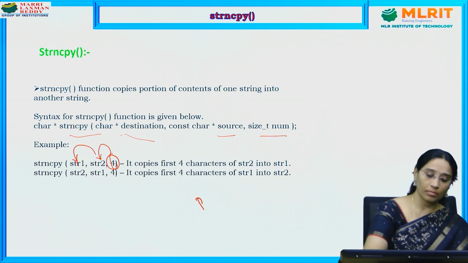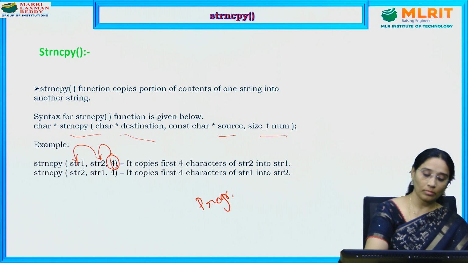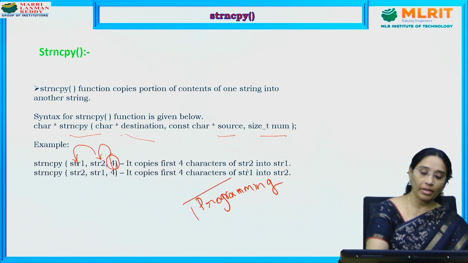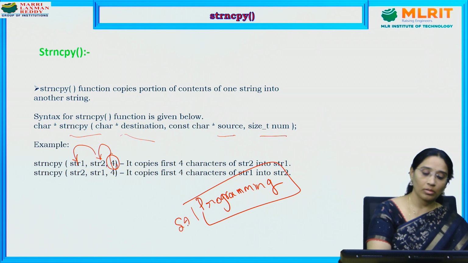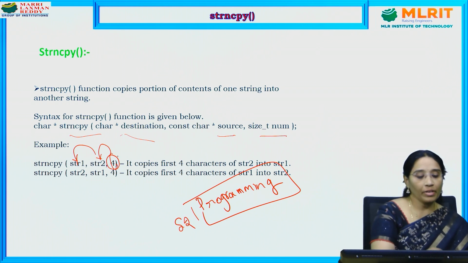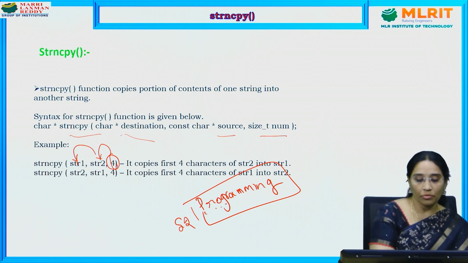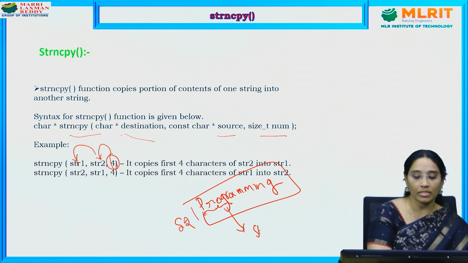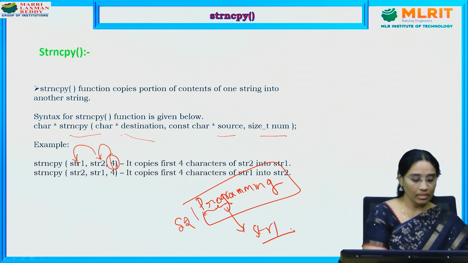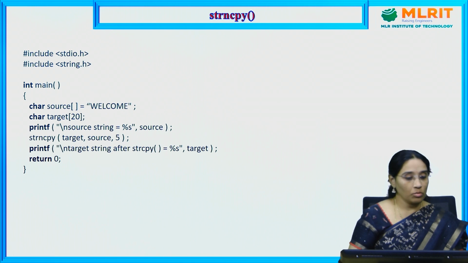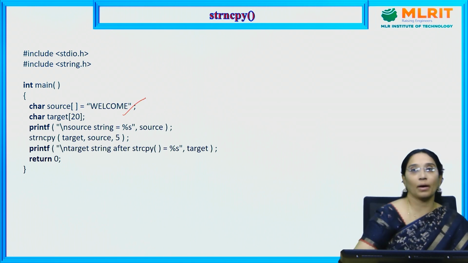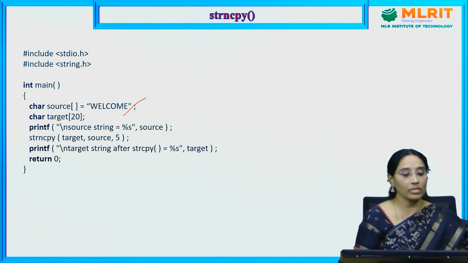Suppose this is the string we have, and we name it s2. I have given 4 here, meaning 1, 2, 3, 4. The first 4 characters of this string will be copied to str1. So that is the syntax given. See here, char pointer source, welcome is the string. This is compile time initialization. The string was taken directly.